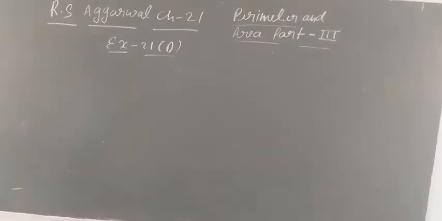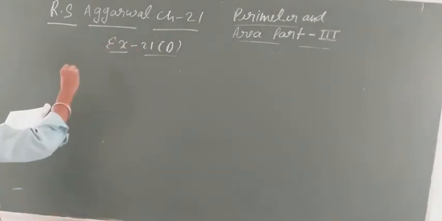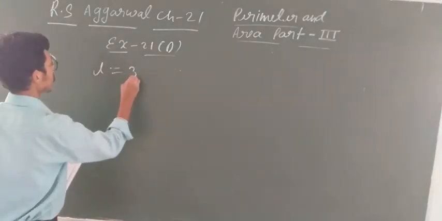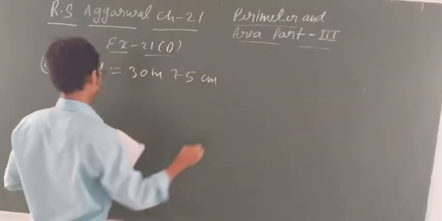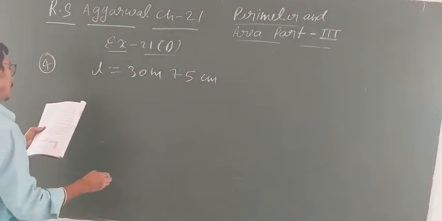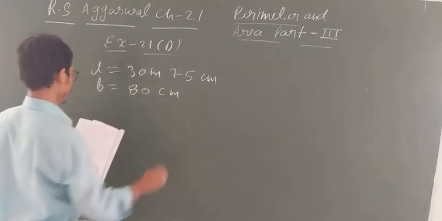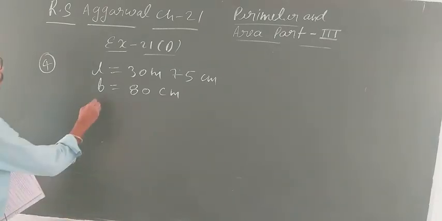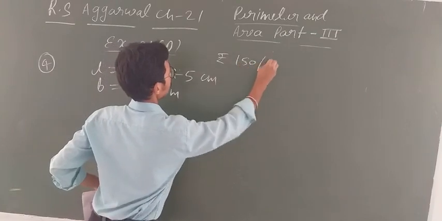Our next question is given. Question number 4. A carpet is 30 meter 75 centimeter long and 80 centimeter wide. L equal to 30 meter 75 centimeter. Clear? And breadth equal to 80 centimeter. Find its cost at rupees 150 per square meter. That means you have to find out cost. What is given? Cost is given, rupees 150 per meter square.